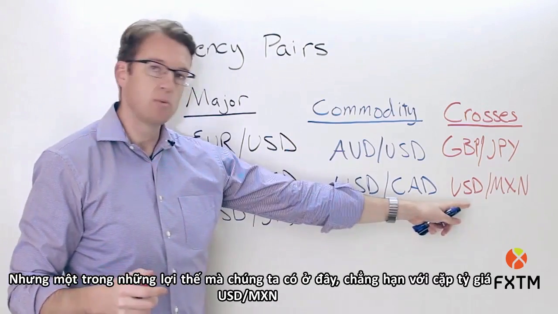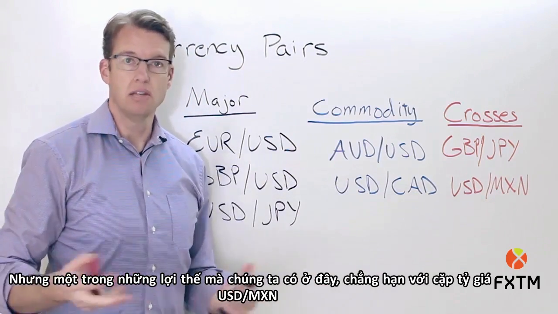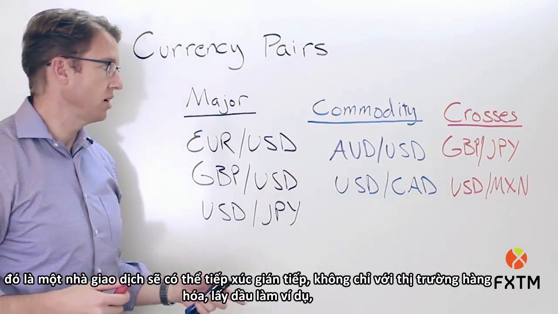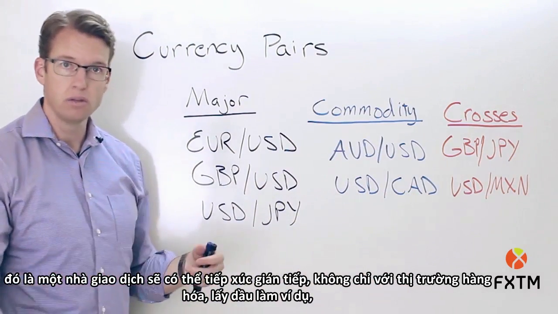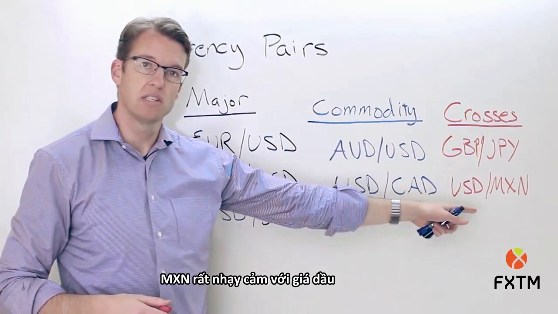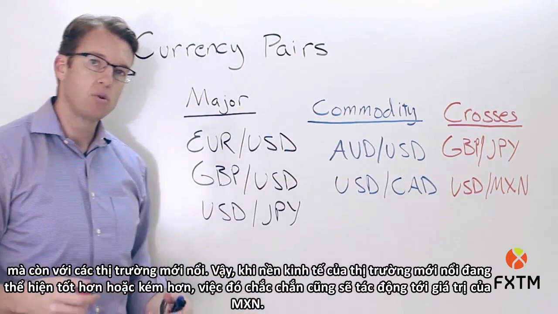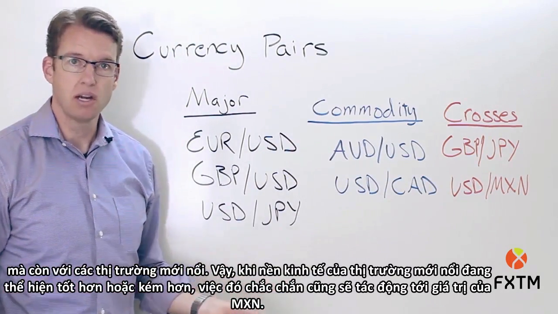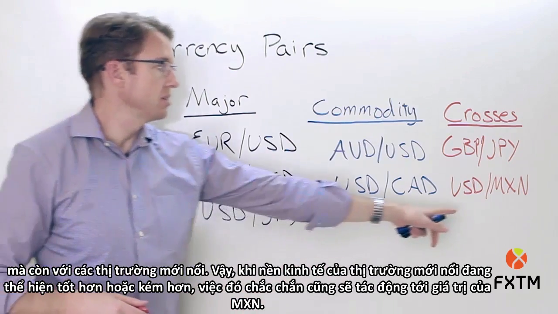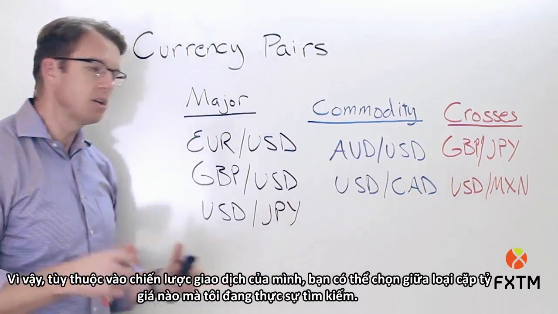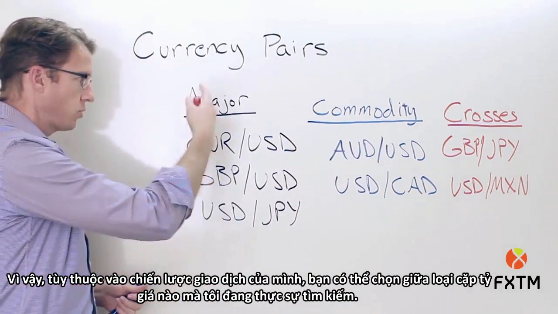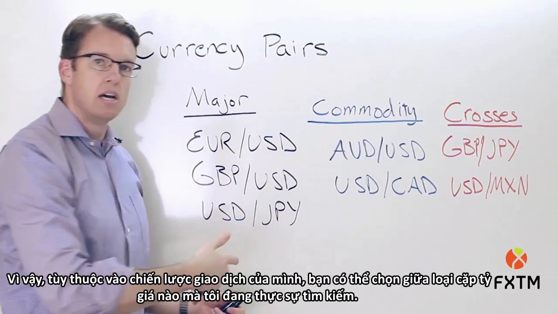But one of the advantages we have here, for example with the dollar to the Mexican peso, is that a trader would be able to have indirect exposure not only to the commodity market, oil for example, as the Mexican peso is very sensitive to the price of oil, but also to emerging markets. As emerging market economies are doing better or worse, that's certainly going to affect the value of the Mexican peso as well.